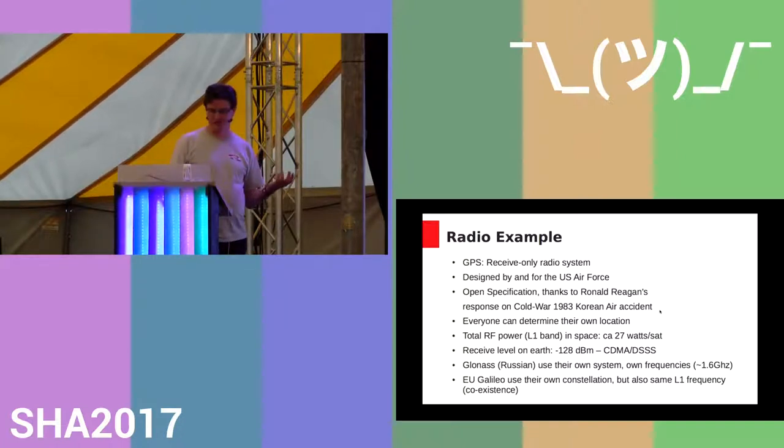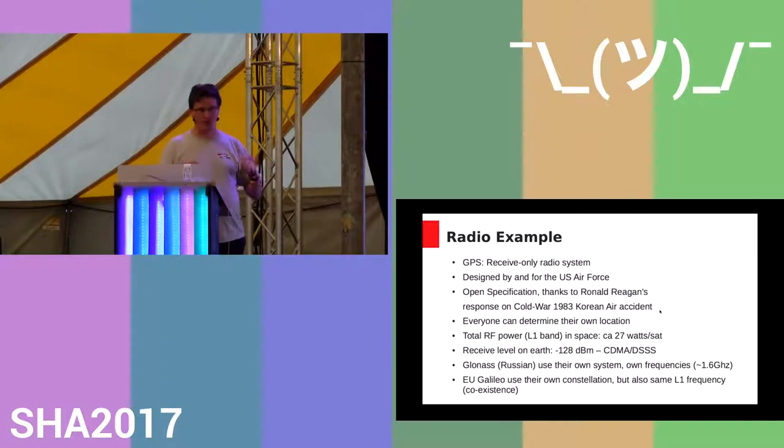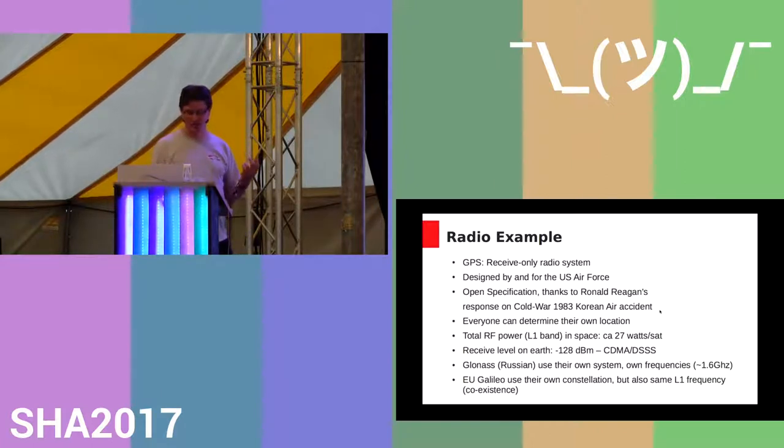Most Wi-Fi receivers have a level of minus 100 dBm, which is basically the noise floor. On GPS, it's minus 128 dBm. And the only way you can receive that signal is by just generating the same signal and then correlating it with the noise you receive. And then you get a correlation peak, and that correlation peak you can track. That system is called CDMA or DSSS. The term CDMA is a bit confusing in the US because CDMA is also a mobile phone standard there. But direct sequence spread spectrum is, I think, the best specification for such kind of modulation.